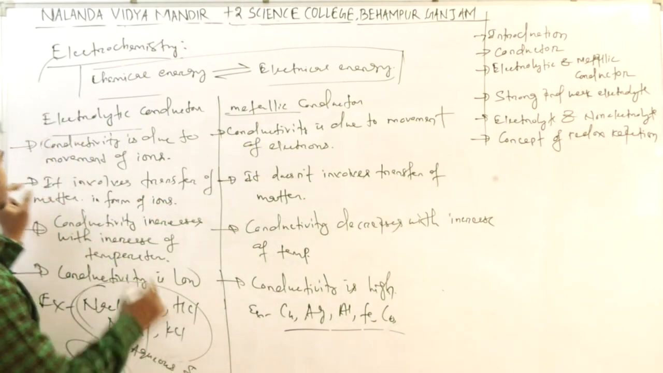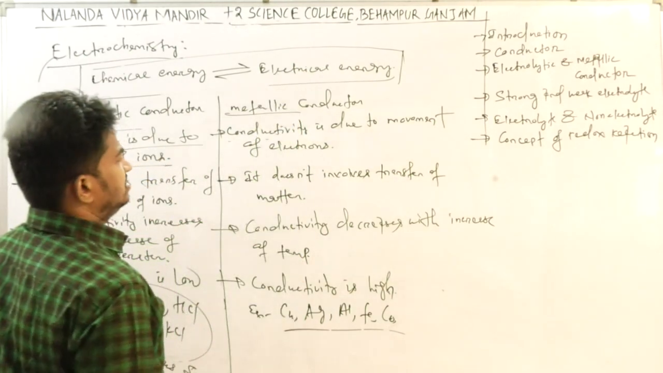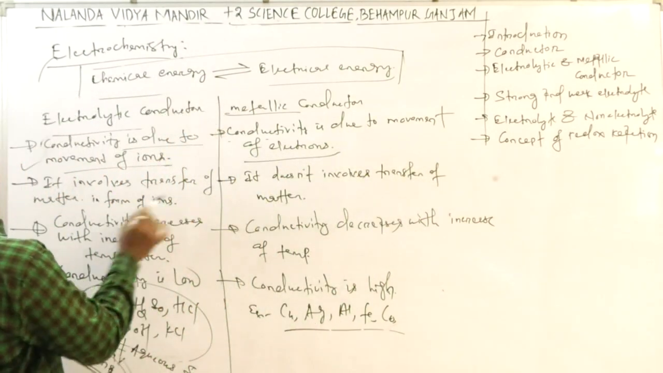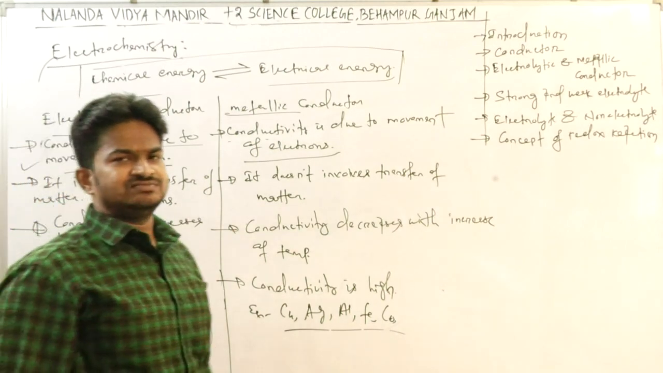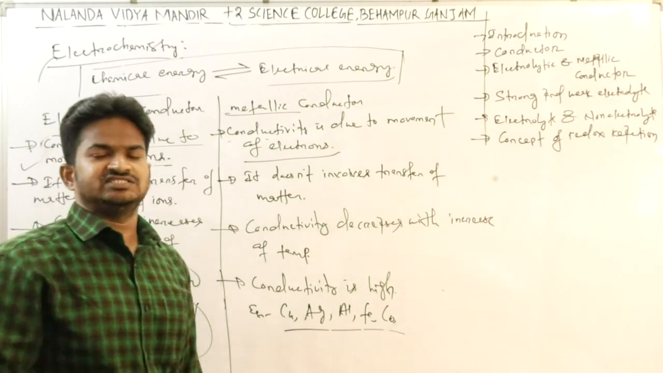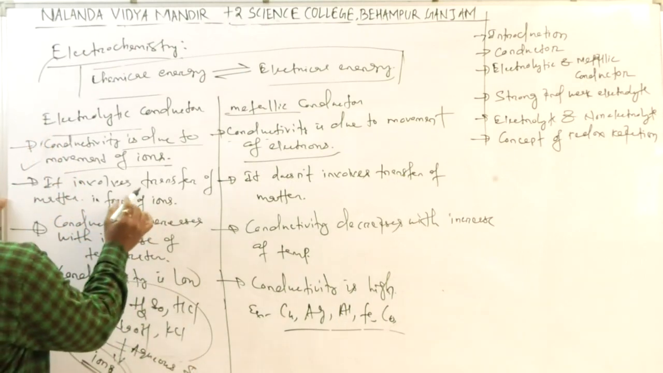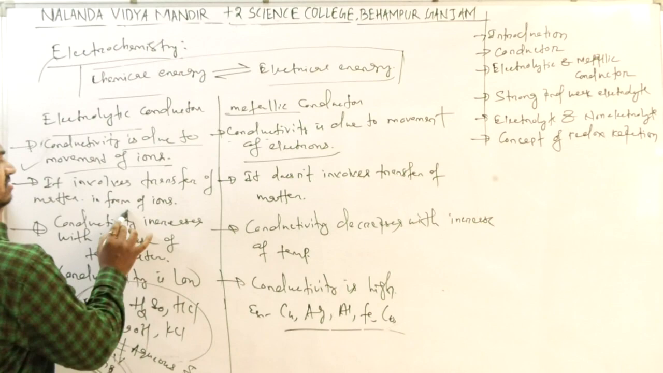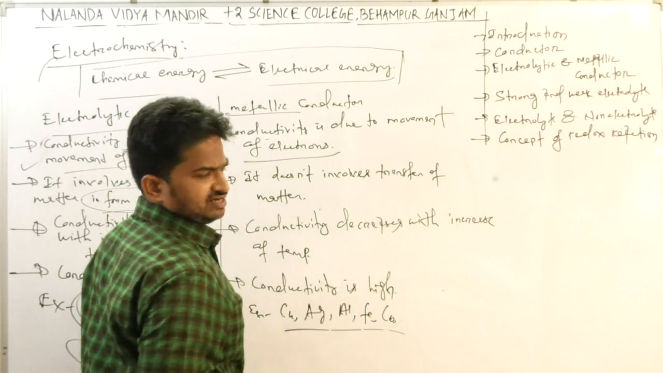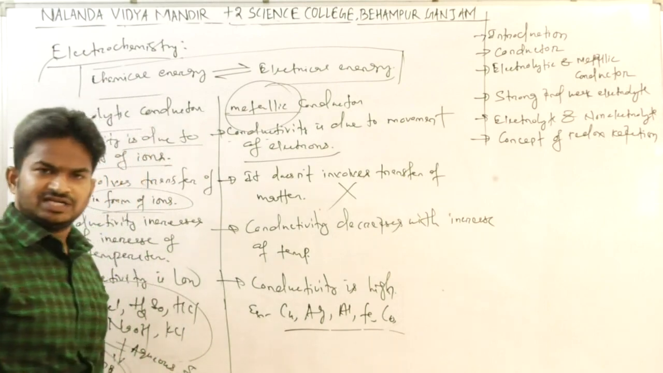The first one, conductivity is due to movement of ions. In a metallic conductor, the metals show conductivity due to movement of electrons. Electrolytic conduction involves transfer of matter in the form of ions. Sometimes in electrolysis, due to the movement of ions, the matter is transferred. But in a metallic conductor, transfer of matter is not allowed.